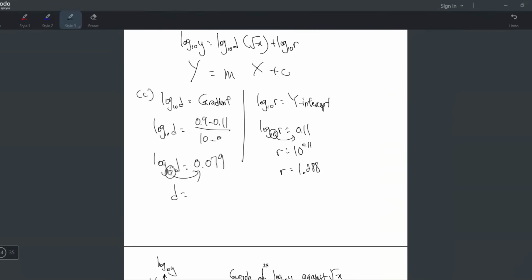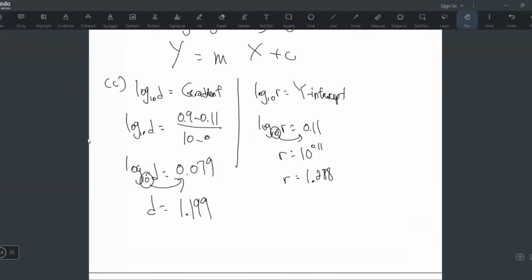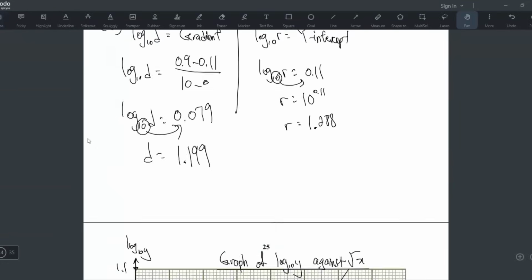So you have to press 10 power answer. Okay. So you'll get 1.199. Yeah. So you can write in 4 significant figures. Okay. That's all for this question. Are you done?